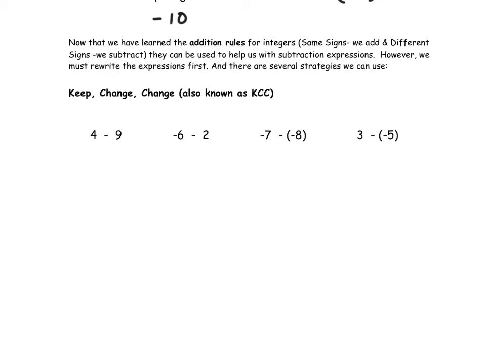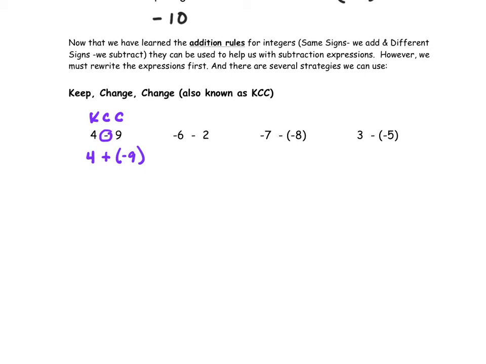So let's try this now. We're going to use a keep, change, change. So I'm going to keep the first number. I'm going to change my minus sign to a plus sign. And this positive 9 is going to become a negative 9. So that's what keep, change, change looks like. And just a little note, we use this just when we see subtraction signs.